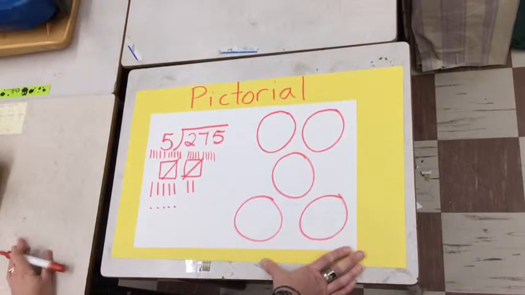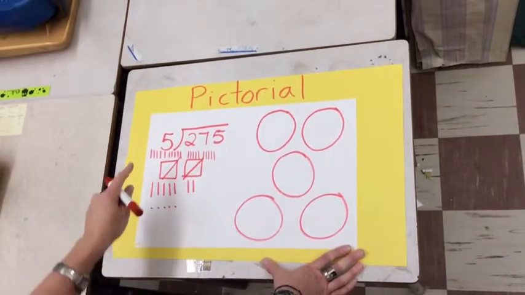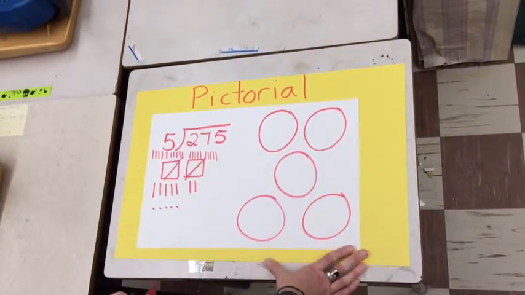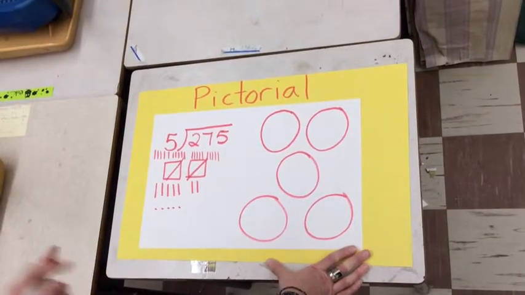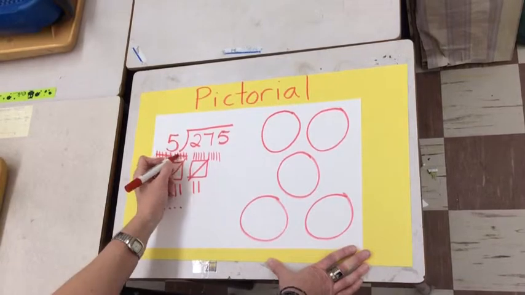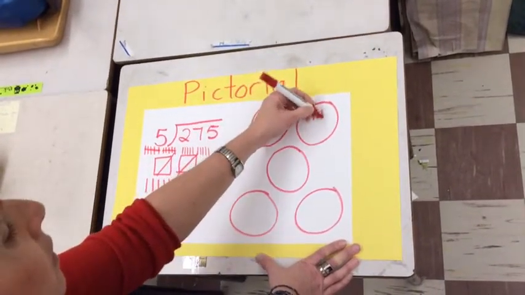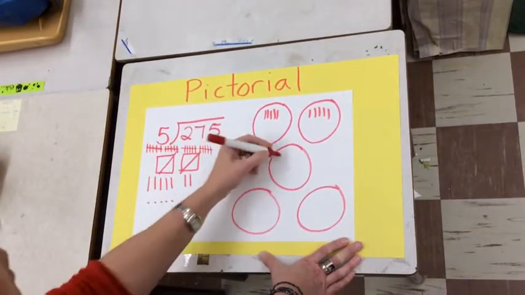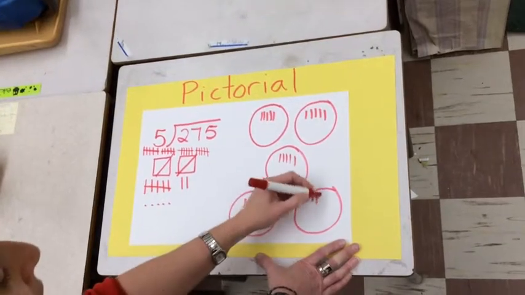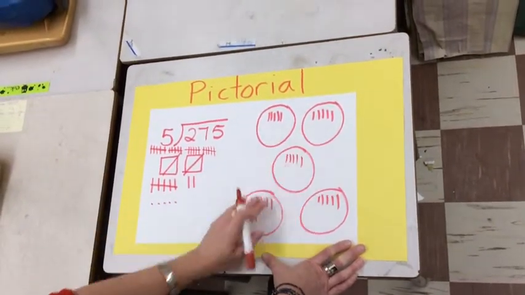Knowing my 5 times tables, I know that 5 times 5 is 25. So knowing that, I can put 5 in each group, and how many will I have left over? That's right, I will have 2 left over. So if I have 5 in each of these groups, and I'll take 5 more, and 5 more. Okay, and there are my 2 left over. So I've divided those all into equal groups.